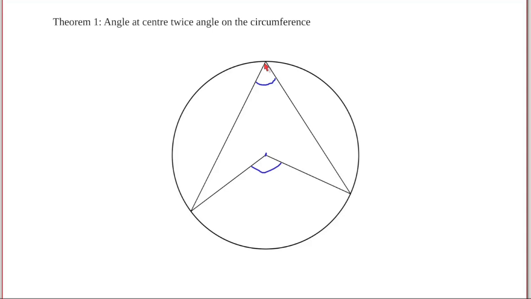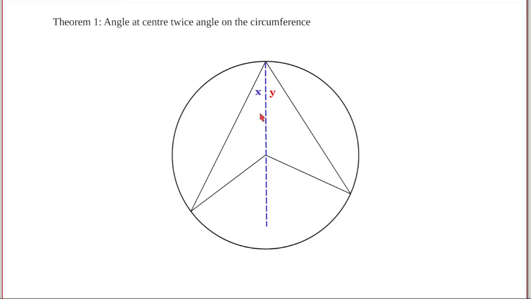Now, let's try to establish the relationship between these two angles. To establish that relationship, we are going to construct a line from this going through that. And then let's call this angle here angle X, and this angle on the other side we are going to call angle Y. Now, from there, what do we notice?